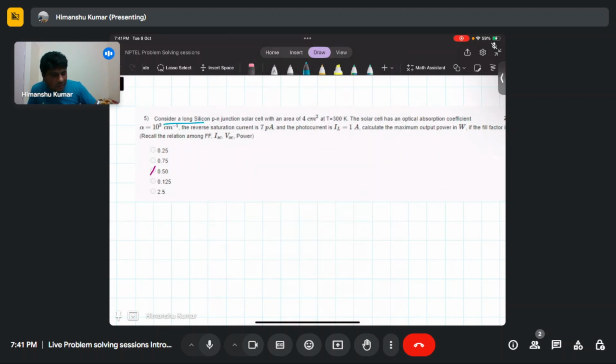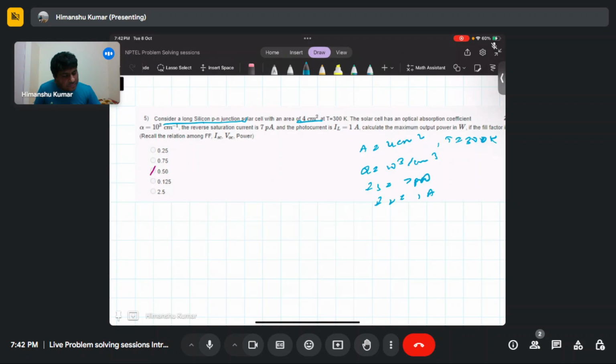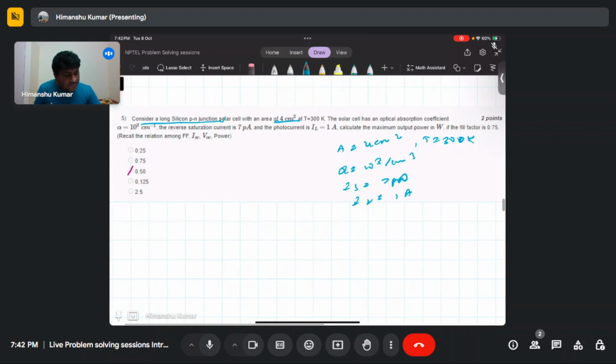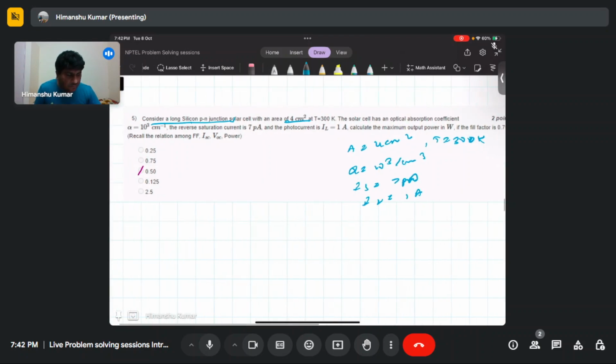Consider a long silicon PN junction solar cell with an area of 4 centimeter square, operating at 300 Kelvin, meaning room temperature. The solar cell has an optical absorption coefficient alpha of 10 power 3 per centimeter, the reverse saturation current IS is 7 picoampere, and the photocurrent IL is 1 ampere. Calculate the maximum power if the fill factor is 0.75.